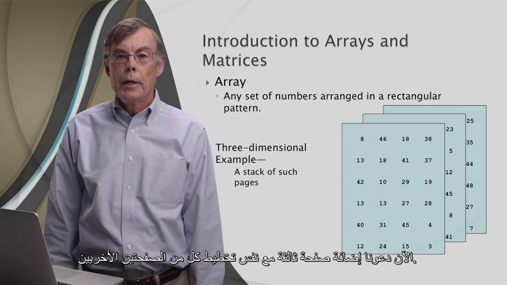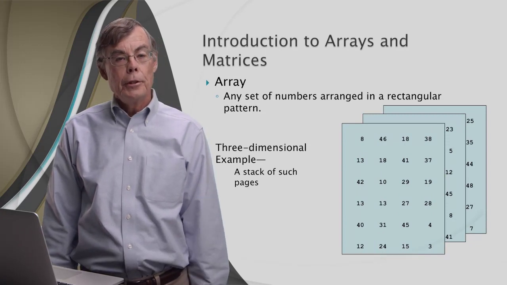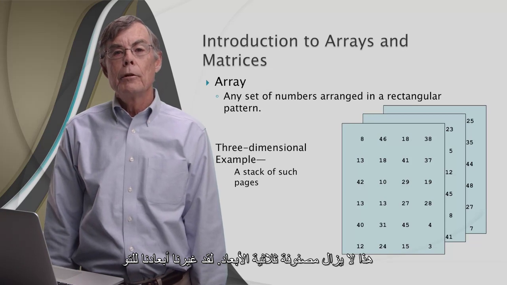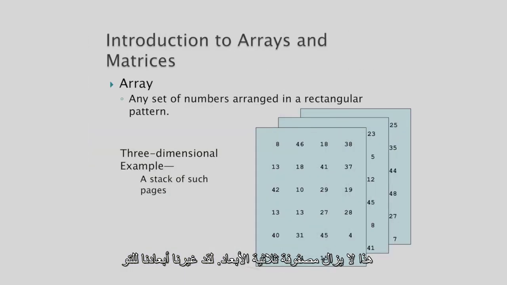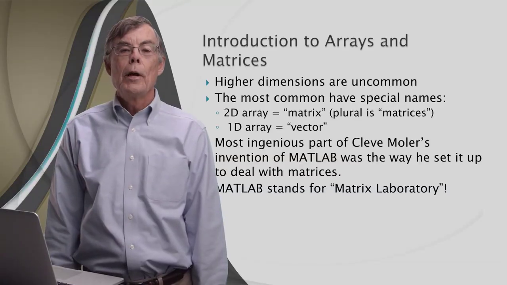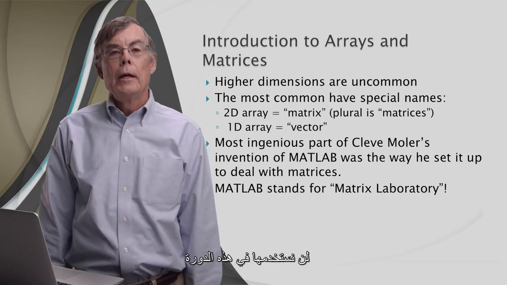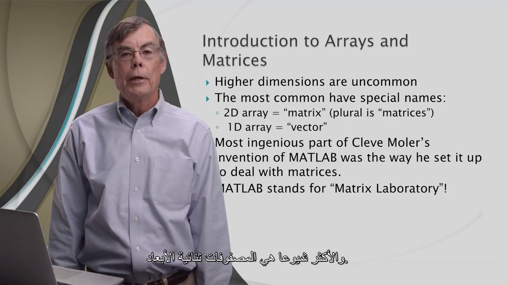Now let's add a third page with the same layout as each of the other 2 pages. This is still a 3-dimensional array. We've just changed the dimensions. This one is 6 by 4 by 3, which means 6 rows, 4 columns, and 3 pages. Arrays of 4 dimensions and higher are rare. We won't use them in this course. And the most common are the 2-dimensional arrays.